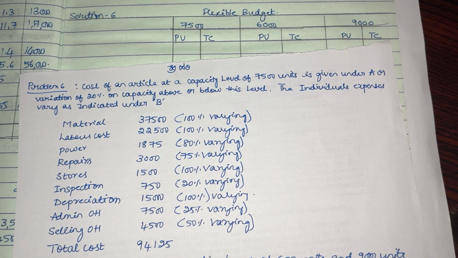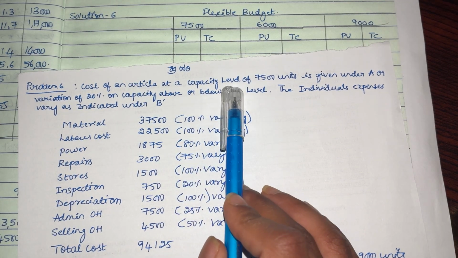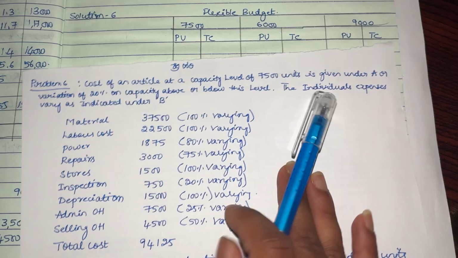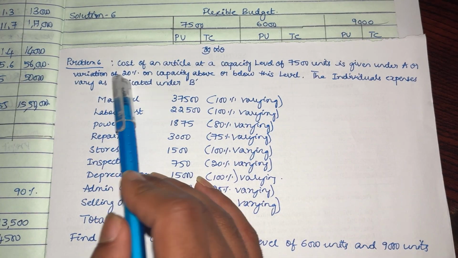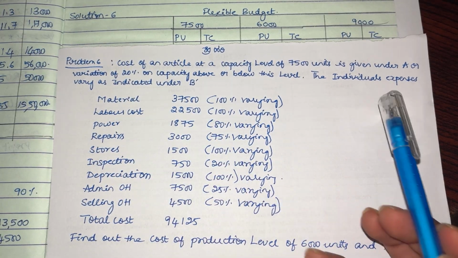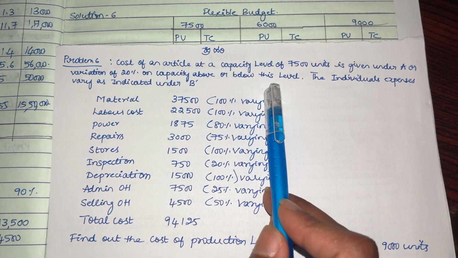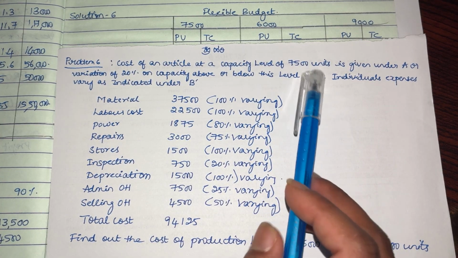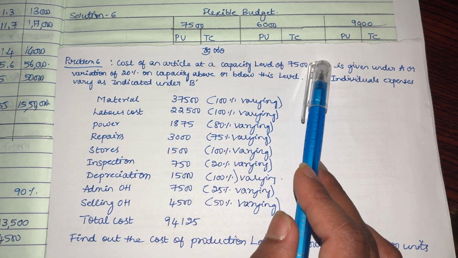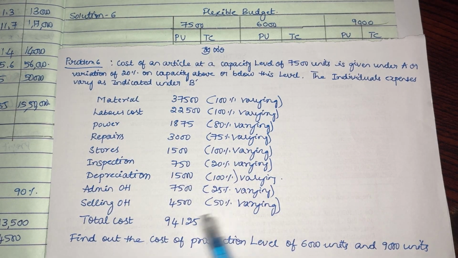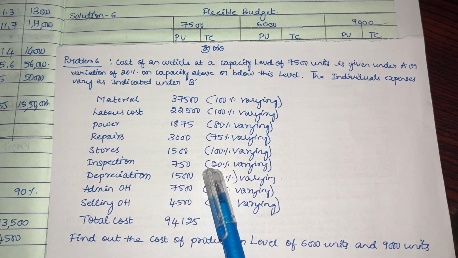life, students. So now we have one more problem today that we have come across here. A cost of an article at a capacity of 7,500 units is given below. A variation of 20% on the capacity above and a variation of 20% below has to be calculated. The 7,500 unit information is given below. So all this information is related to 7,500 units.